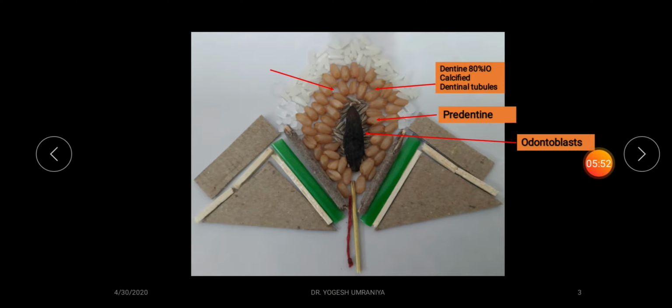And there is a gap between the dentinal tubules. You can see this is the gap between the dentinal tubules, that is referred to as the incremental lines of von Ebner. So again that is less mineralized as compared to the dentinal tubules.